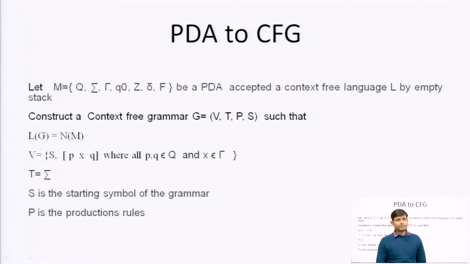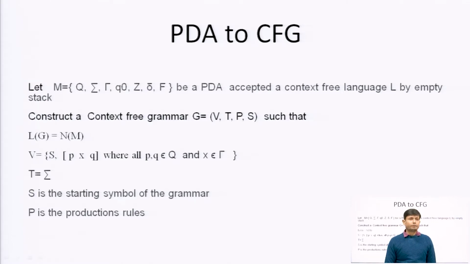You know that a context free grammar has 4 tuples: V, T, P, S. V is the set of variables, also called non-terminals, T is the set of terminals, P is the set of productions, and S is the starting symbol of the grammar. Here we have to design a context free grammar from the pushdown automata, such that L(G) equals N(M): whatever language is given will be accepted by the pushdown automata.